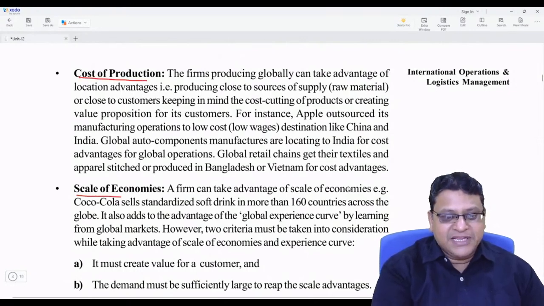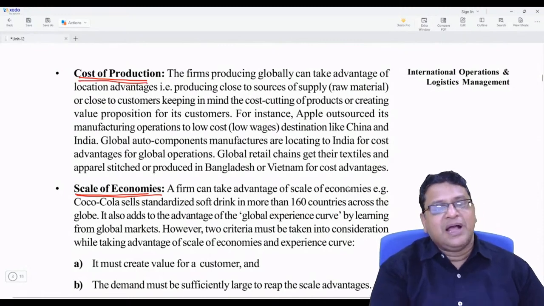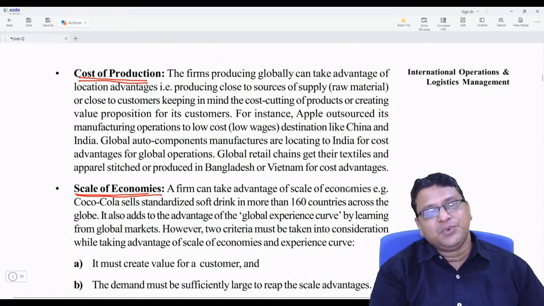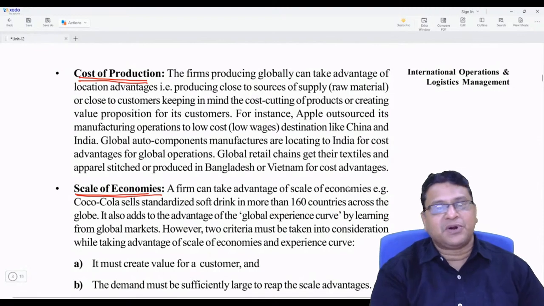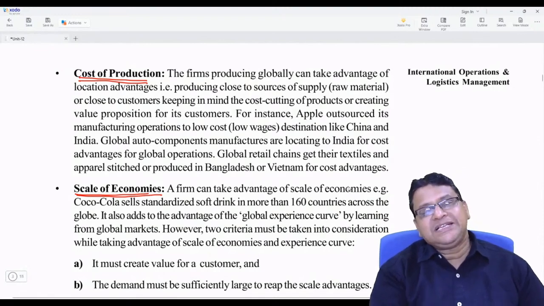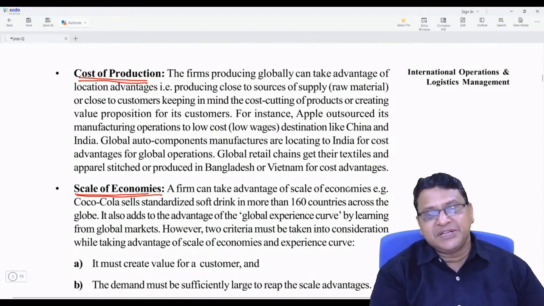Each and every organization tries to reduce the cost of production, and the cost of production can be reduced only when you do large scale production. So what is cost of production? Each and every international firm tries to reduce its cost.